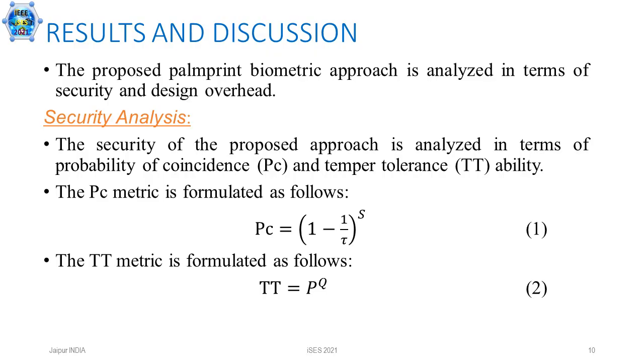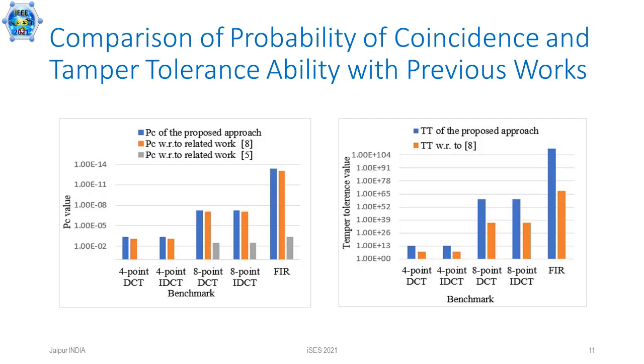The security analysis is performed in terms of probability of coincidence and tamper tolerance metric, which are standard metrics used in the literature. We have found that the probability of coincidence of our approach, which is the blue line here, is lower than 5 and 8. 5 is the one from IP steganography, 8 is the one from fingerprint biometric, which means that the watermark collision chances are low. Tamper tolerance means greater tolerance to brute force attack or any sort of tampering attack like watermark removal or watermark tampering, and that is only possible when you have a larger signature space like the proposed approach. So TT of the proposed approach is therefore larger compared to them.